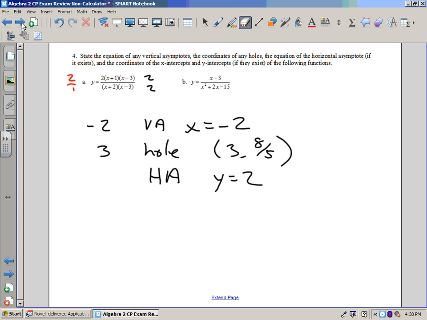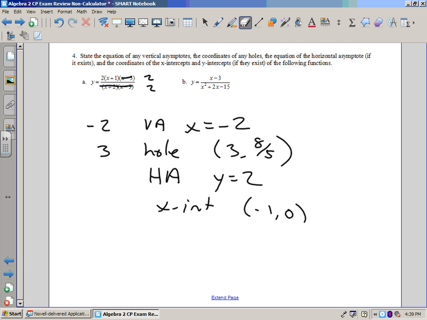To find my x-intercept, I can get rid of any information that gives me the hole. I can get rid of any information in the denominator, and set whatever else is left equal to 0. 2 can't be equal to 0. x plus 1 equals 0 tells me x is equal to negative 1. And so I have an x-intercept at negative 1, 0.